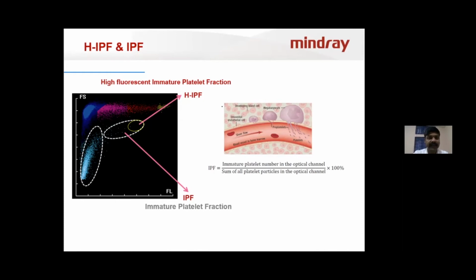So we have already taken a fraction of platelets as an IPF. From IPF, again we are classifying. Again we are separating some fraction which is having very high fluorescence, not only size. The platelets which are having only the larger size are excluded from the HIPF. So this HIPF can be a good predictor for the platelet recovery.